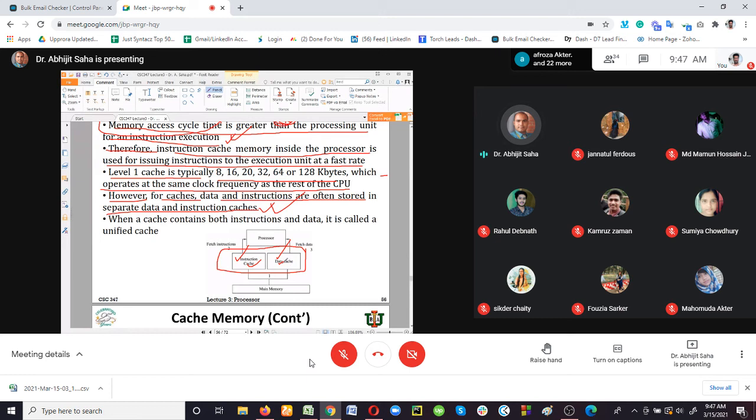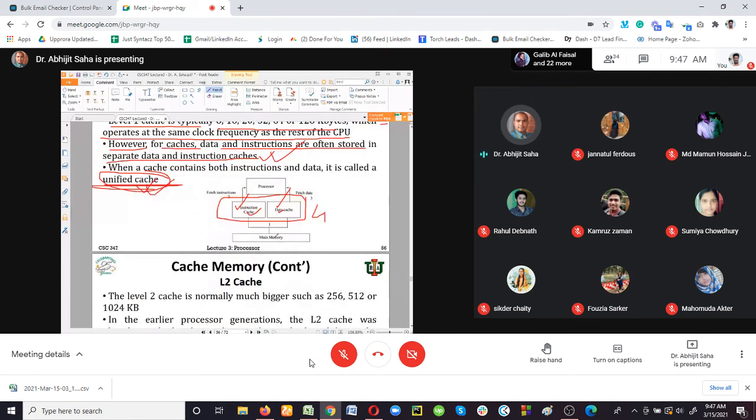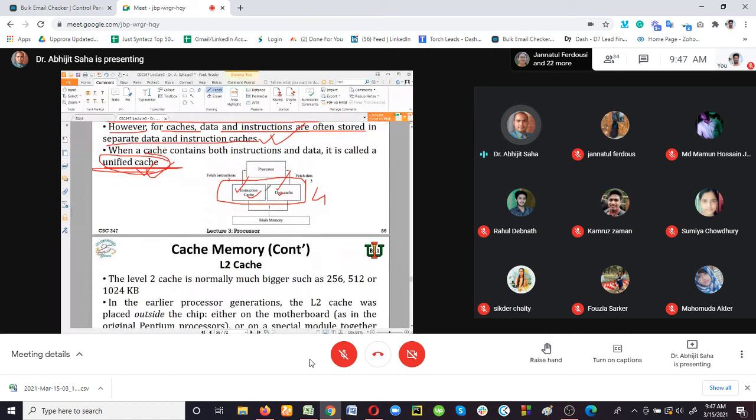If the two parts are in one cache, we simply call it a unified cache. You should remember that the L1 cache can have two parts: one for the instructions, one for the data. If both of them are in the L1 level cache, then it is known as a unified cache. This shows that from memory, the L1 cache stores the instructions as well as the data. Based on the inputs you give, the processor fetches the instructions, fetches the data, and takes the appropriate actions.